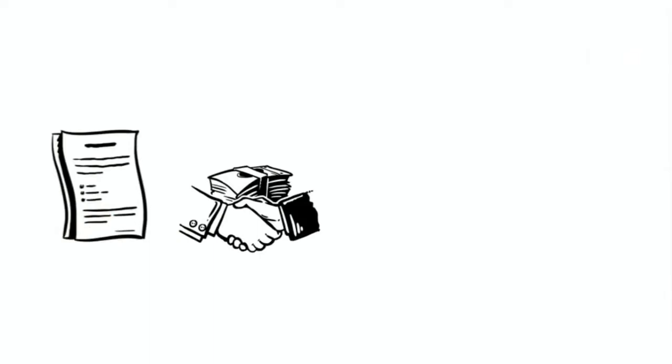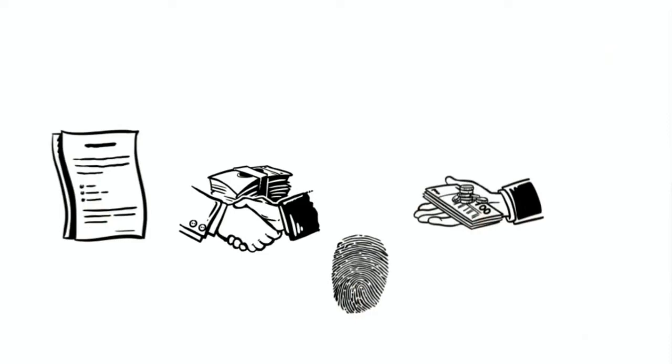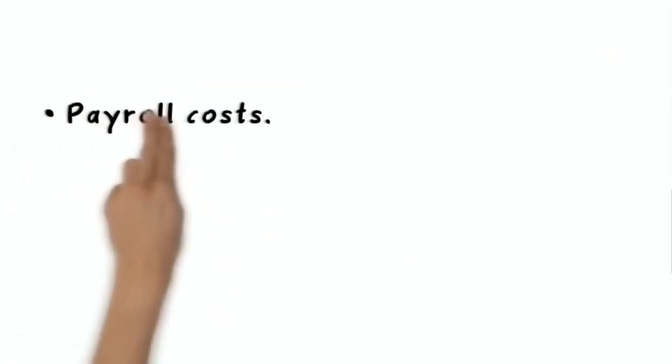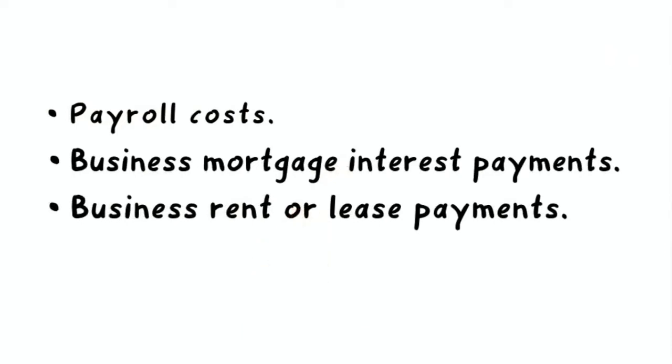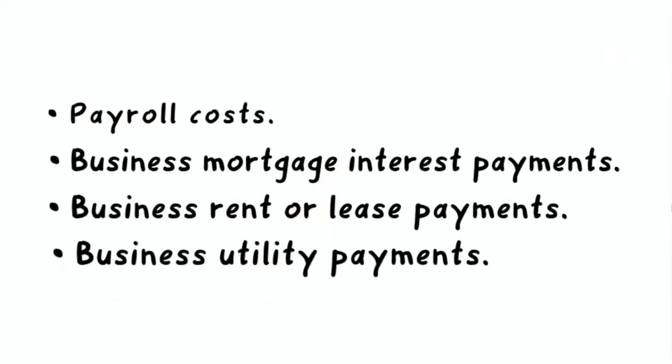Under the SBA guidelines, 4 business cost areas have been identified as being eligible for loan forgiveness. Payroll costs, business mortgage interest payments, business rent or lease payments, business utility payments. There are some additional caveats, however.